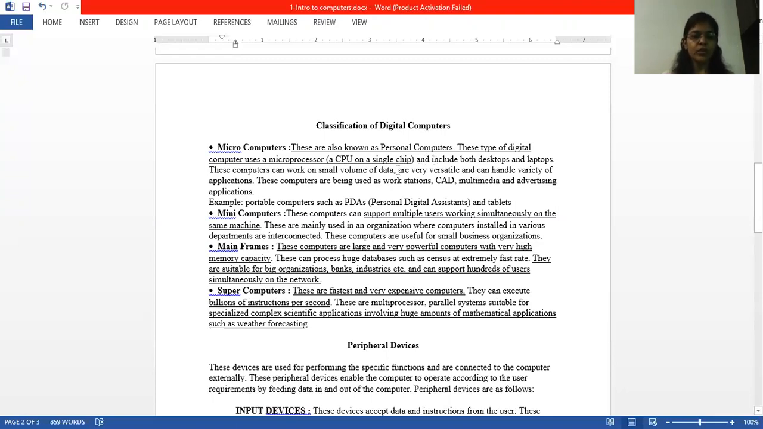Okay, so these are being used as workstations, where a workstation is used for CAD, for multimedia, for advertising, and for application purposes. These are widely used computers. Now these computers can work on a small volume of data, are very versatile, and can handle a variety of applications. So this is the basic thing that we use in a microcomputer, because here we handle different applications and different programs, and these are versatile in nature.